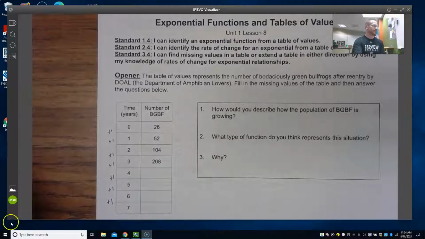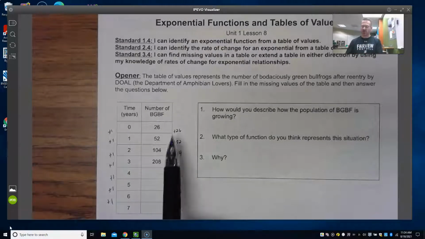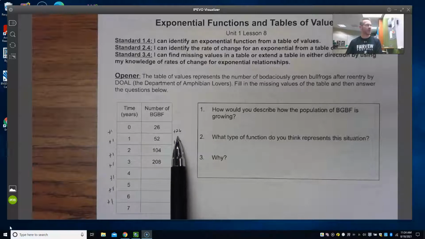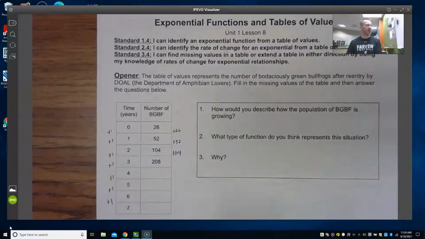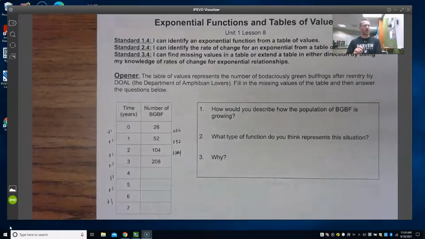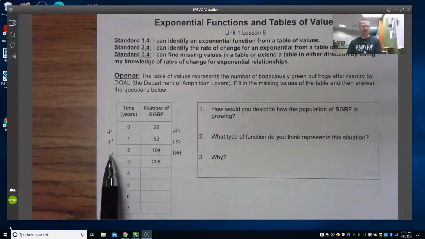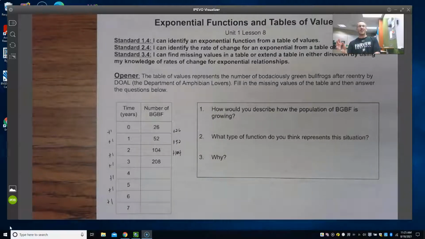All right, so hopefully, when you found your first three changes in Y, you said that it went up by 26, went up by 52, and went up by 104. So it's 0 right there. Hopefully one of the first things you noticed was that 26, 52, 104 is not constant. So you should know right now, definitely not absolute value, definitely not linear. Maybe quadratic, maybe exponential.